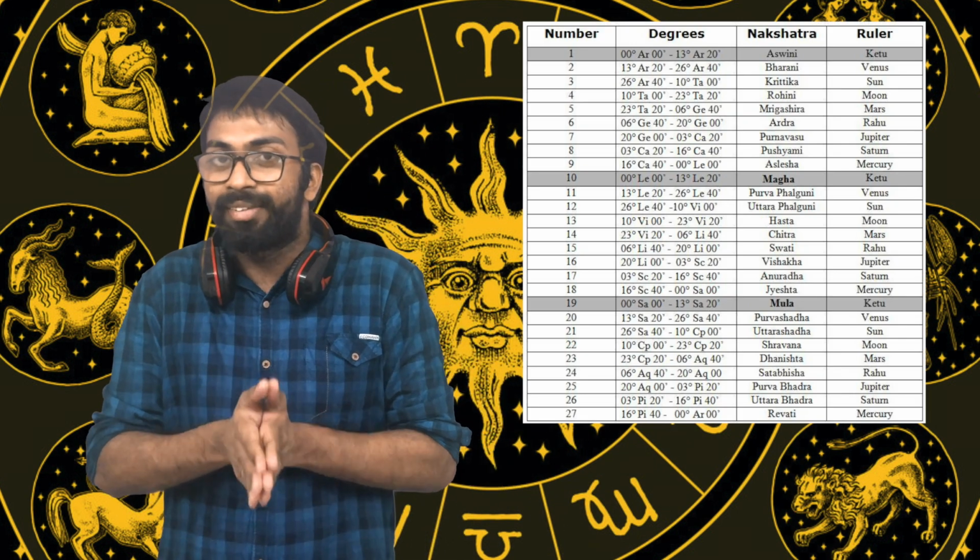Remember this: each Rashi has a planet as a ruler. Each nakshatra has a planet as ruler. And also each pada has a planet as ruler. Each of these has some significance. Have a look over here, the 27 nakshatras and their rulers.